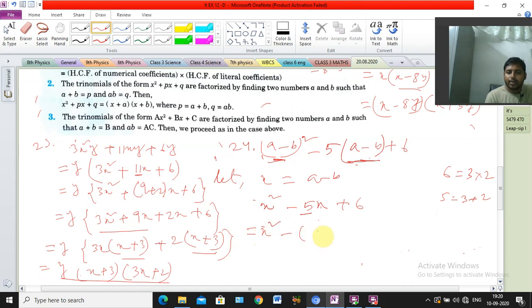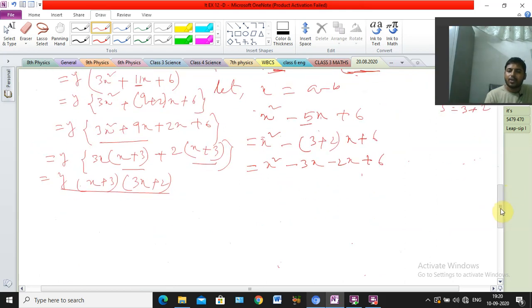So x square minus (3 plus 2)x plus 6. Now remove the bracket. So x square minus 3x minus 2x plus 6. Now take common. Take x common, so x minus 3 will come in bracket. Next take minus 2 common, so x minus 3 will come. Because plus sign was there, we have taken one minus common and another minus will come inside. And 2 3s are 6, so 3 will come.